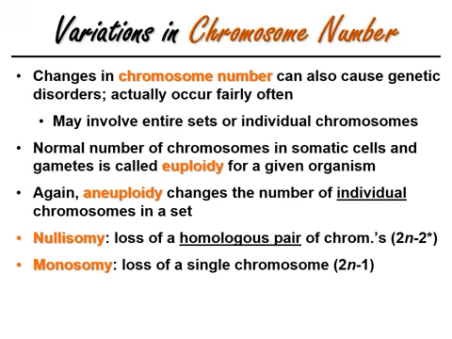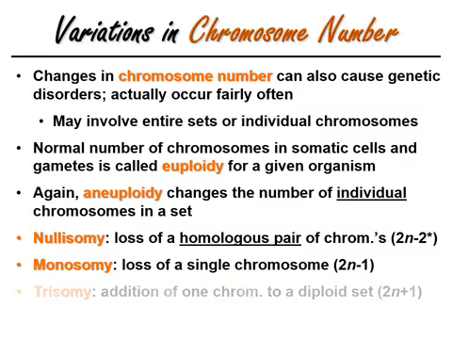If you lost 2 chromosomes, and they weren't members of a homologous pair, so you lost chromosome 3 and a chromosome 12, well, then you would have multiple monosomies. You would have 2 different monosomies. All right, now if you were to pick up an extra chromosome, then you would have 3 of those chromosomes, right? Somy indicates the chromosome. Tri indicates 3. So if you have 3 of a particular chromosome, you have trisomy. So this is the addition of 1 chromosome to a diploid set, so 2n plus 1.